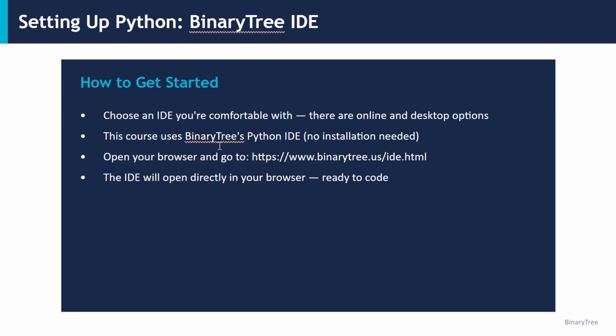Let's get you set up to code. An IDE is just a program where you write and run your code. It's an integrated development environment, and there are online and desktop options. For this course, we're using BinaryTree's own Python IDE. The best part is that there's nothing to install. Just open your browser and go to binarytree.us/ide.html. It opens right there in your browser, ready to code. Go ahead and pull that up now.